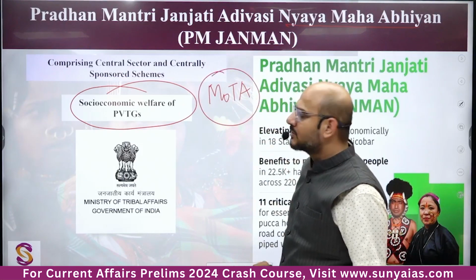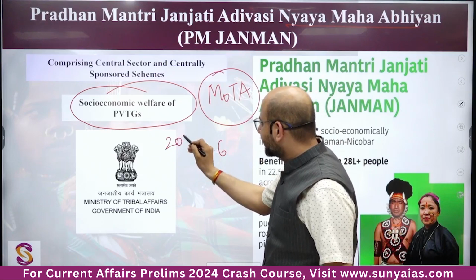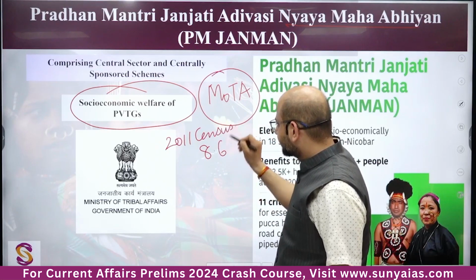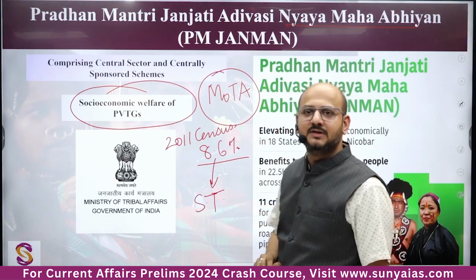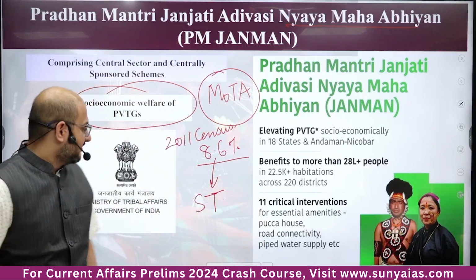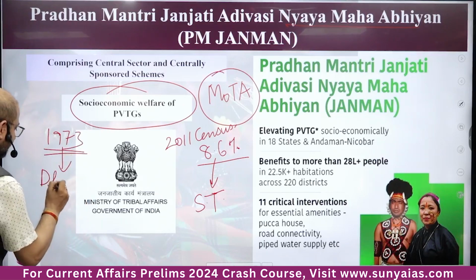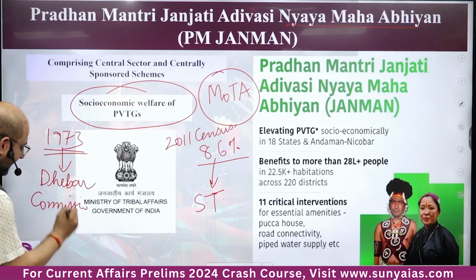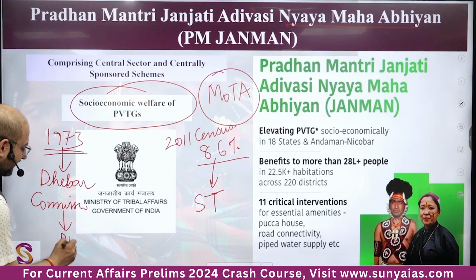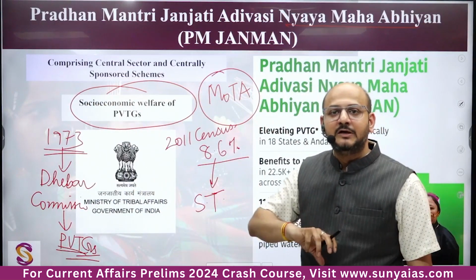Ministry of Tribal Affairs. Now students understand that in India approximately 8.6% as per the 2011 census, scheduled tribes are there. Of these scheduled tribes, in 1973 the Dhebar Commission gave basically particularly vulnerable tribal groups. They are more isolated, geographically isolated, they are more shy. It's difficult to get them into the mainstream.